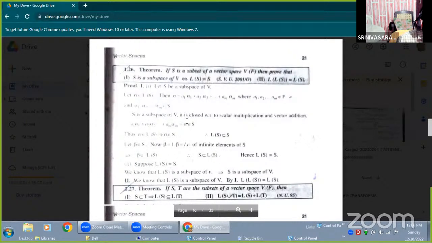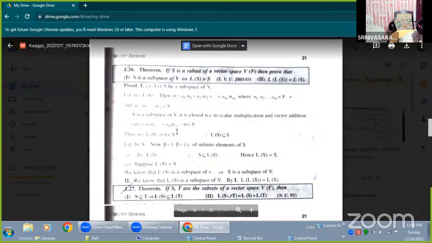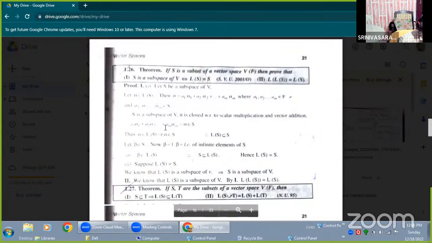Now here S is a subspace of V. It is closed with respect to scalar multiplication and vector addition. So that's why the linear combination a1 alpha 1, a2 alpha 2, and so on, am alpha m, belongs to S, alpha being the vector. Therefore, at the same time, alpha belongs to S, and that same vector also belongs to the linear span. Therefore, alpha belongs to L of S implies alpha belongs to S. Therefore, L of S is contained in or equal to S.